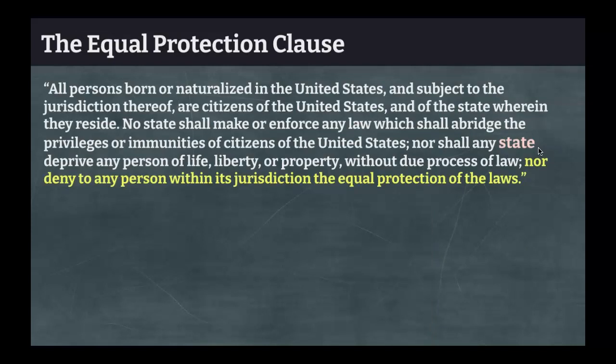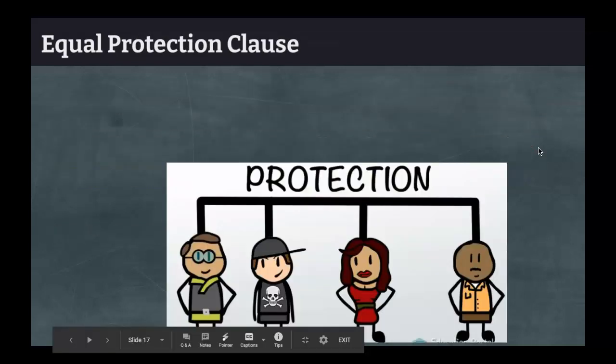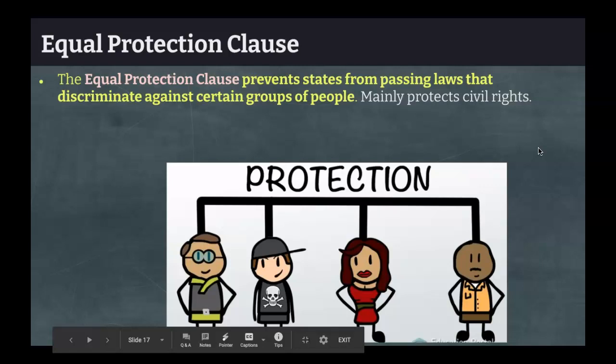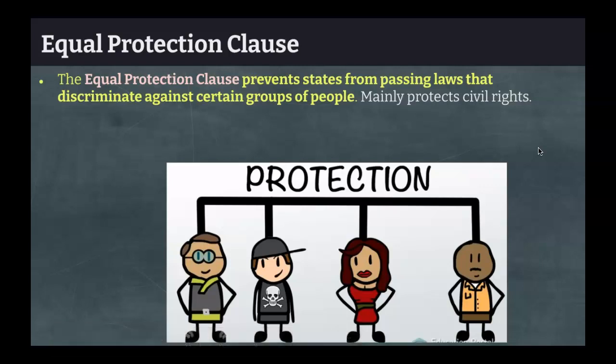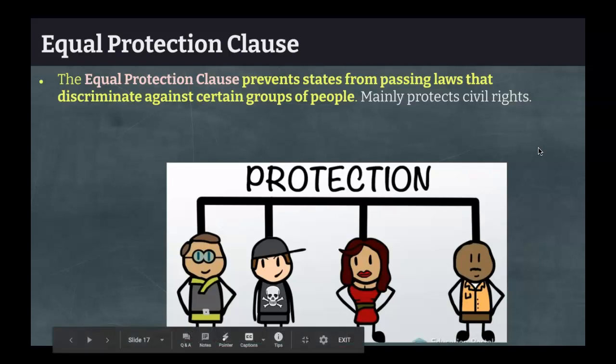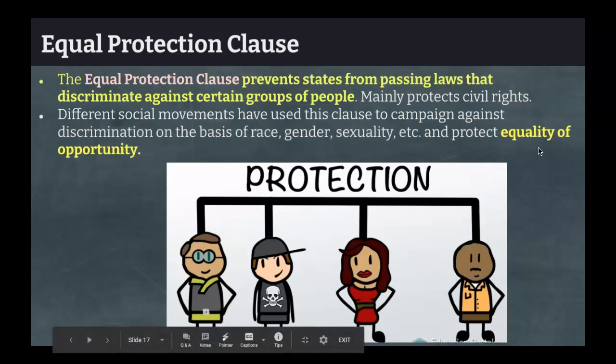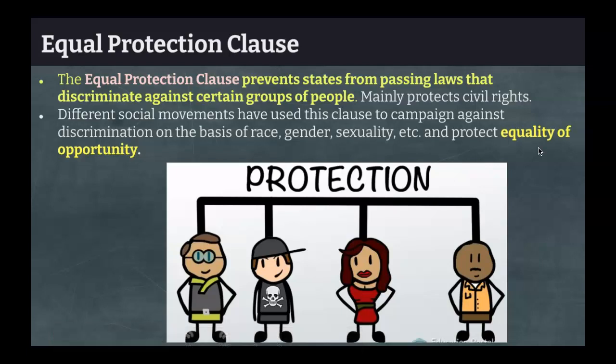Okay, now we move on to the Equal Protection Clause of the 14th Amendment. It states that the states cannot deny to any person within its jurisdiction the equal protection of the laws. How would you put this in plain modern English? The Equal Protection Clause prevents states from passing laws that discriminate against certain groups of people. This mainly protects civil rights. Different social movements have used this clause to campaign against discrimination on the basis of race, gender, sexuality, etc., and to seek the protection of equality of opportunity.